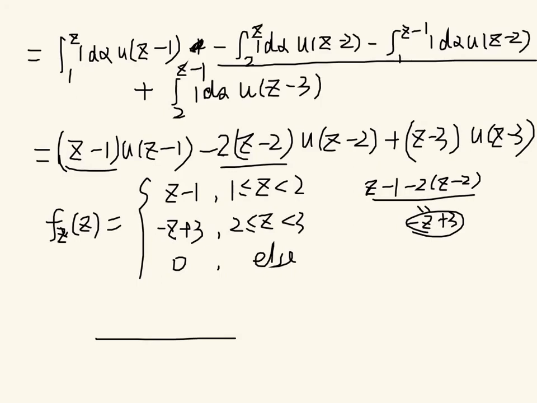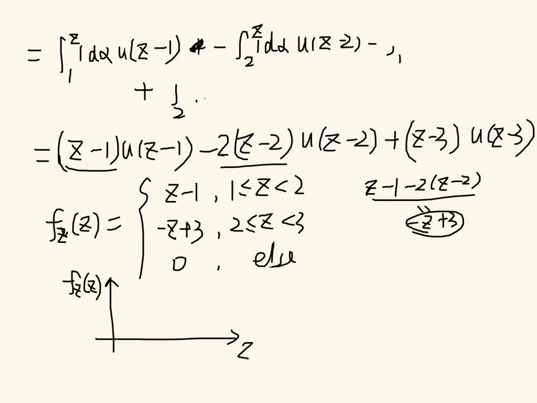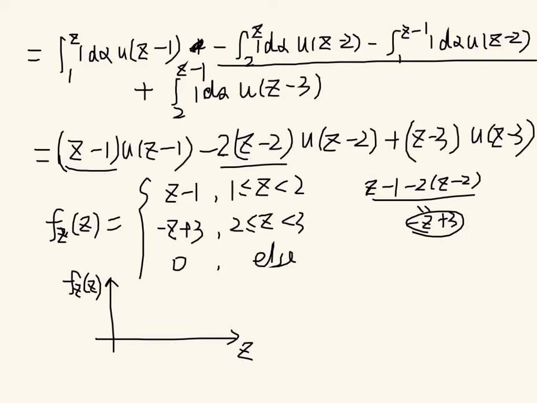We can draw f of z. F of z is equal to z minus 1 between 1 and 2, 1, 2, 3, and then minus z plus 3, like this.